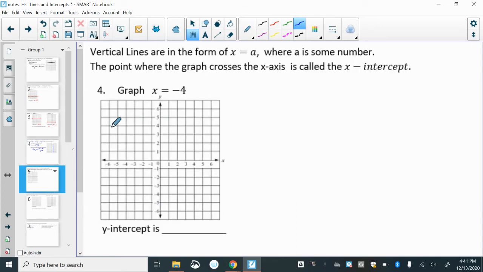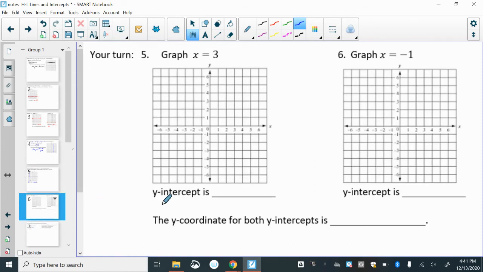All right, so if I wanted to graph the line x = -4, I would draw myself a vertical line, try to do a little neater than that one, where x is equal to -4. And the x-intercept, I need to change that, the x-intercept is going to be the point (-4, 0). We need to change both of these to x-intercepts, and I will change that quickly.